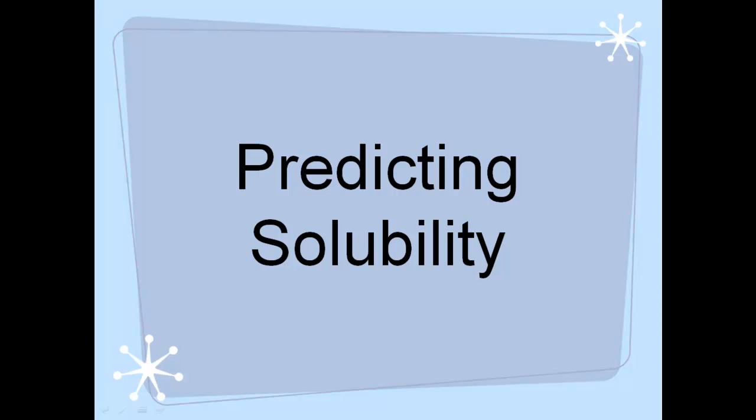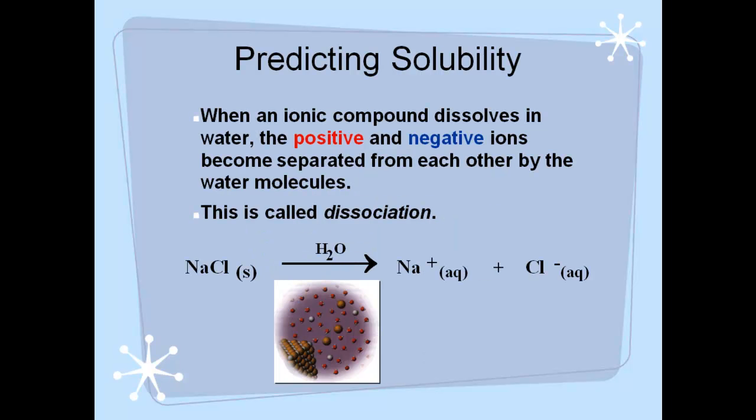Welcome back, everyone. We are now going to move on to the second video for Chapter 4, where we're going to talk about predicting solubility. When an ionic compound dissolves in water, the positive and negative ions become separated from each other by the water molecules. This is called dissociation or ionization.